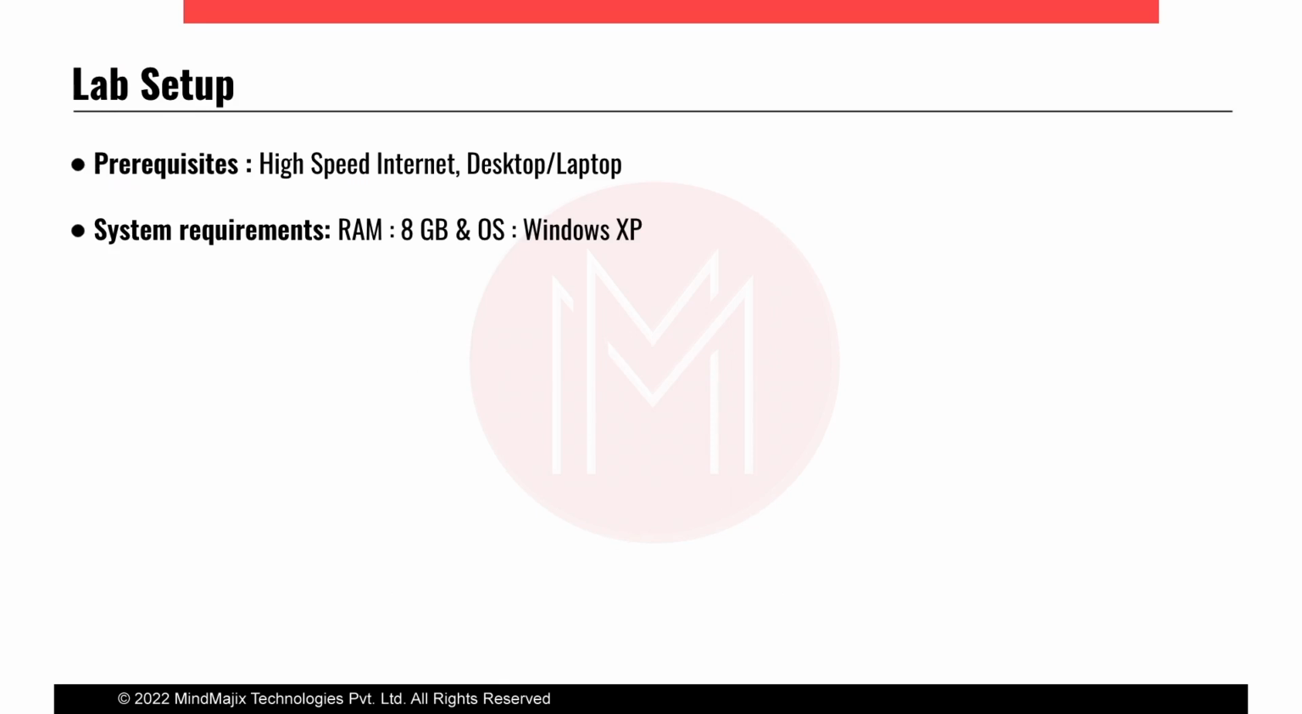I already talked about what Pega is and why Pega, and there are labs. What support is needed at the hardware or software level for the setup of the Pega software? There is a prerequisite of high-speed internet, just a desktop or laptop, and for the system requirement we need RAM of around 8 GB. 6 GB will also work, 8 GB will be fine, and the operating system will be Windows XP.